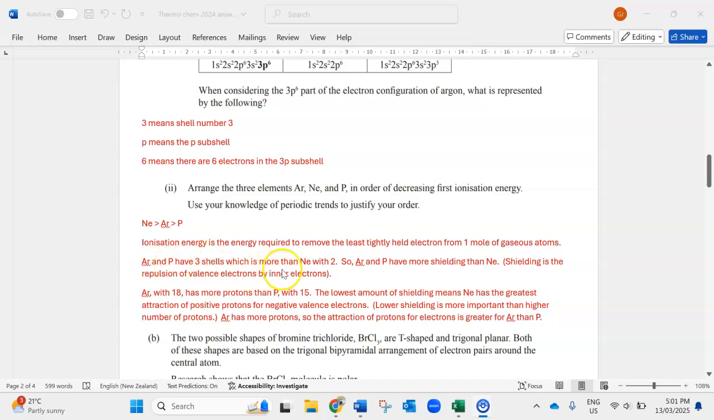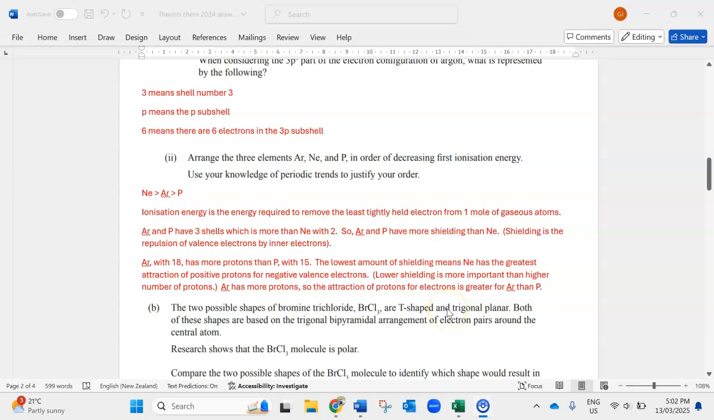Argon and phosphorus have 3 shells, which is more than neon with 2, so argon and phosphorus have more shielding than Ne, and a definition of shielding. Argon with 18 has more protons than phosphorus with 15. So the lowest amount of shielding means that Ne has the greatest attraction of positive protons for negative valence electrons, pointing out that the protons are positive and the valence electrons are negative. Lower shielding is more important than the higher number of protons.